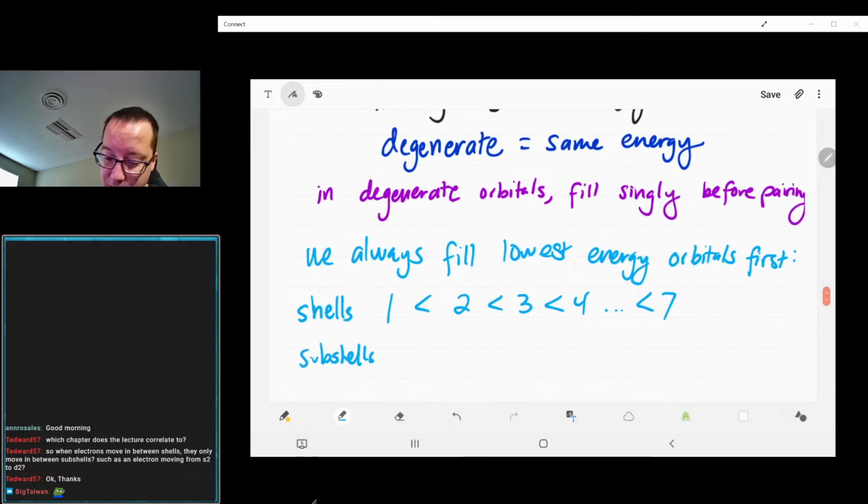If we look at subshells, s subshells will always have lower energy than p, which will have lower energy than d, which will have lower energy than f.